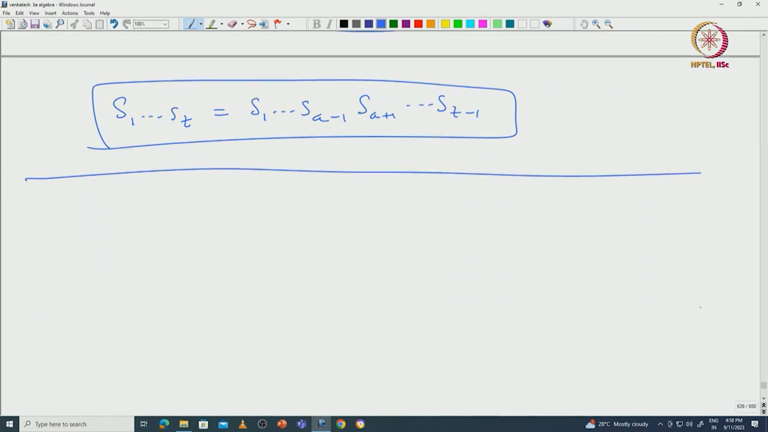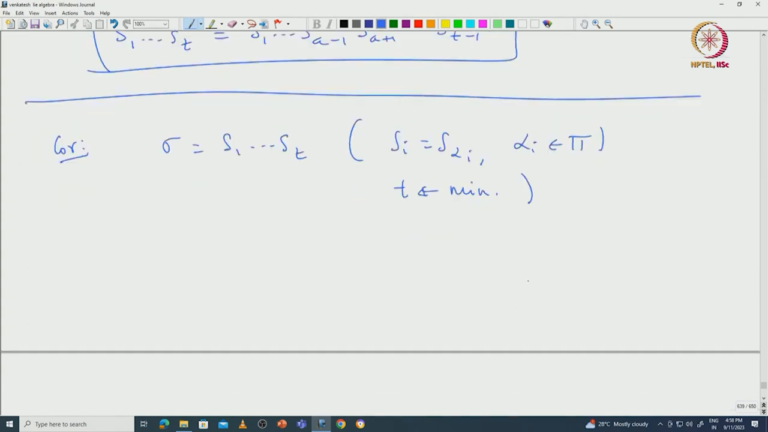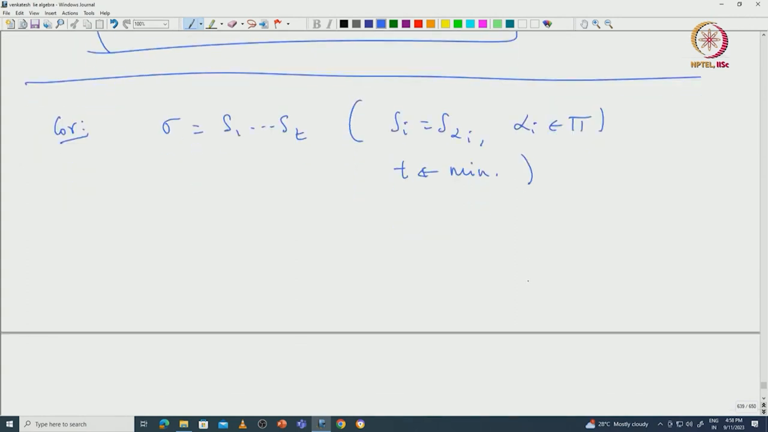So, now let us prove that exercise that we promised. Okay, let us write sigma equal to S 1, etcetera S t, where these S i's are S alpha i's, where alpha is coming from pi, and take t to be minimal possible. Okay. So, now what do we want to prove? We want to prove that sigma of alpha t must be negative. Okay. So, what happens if it is positive?